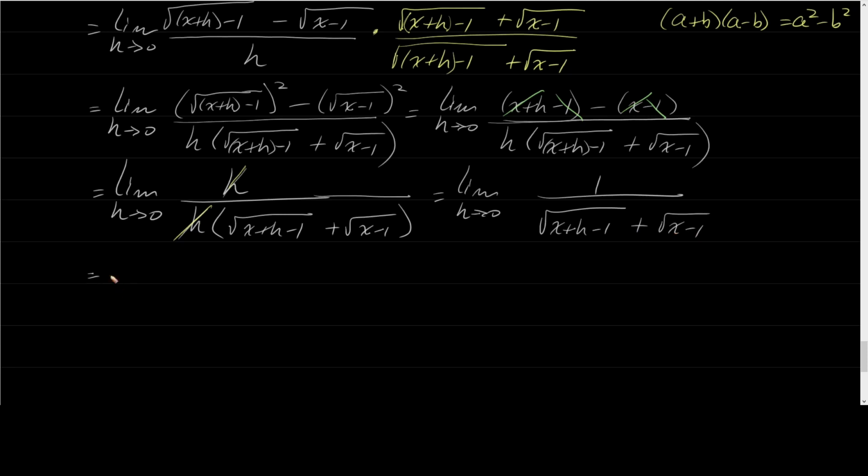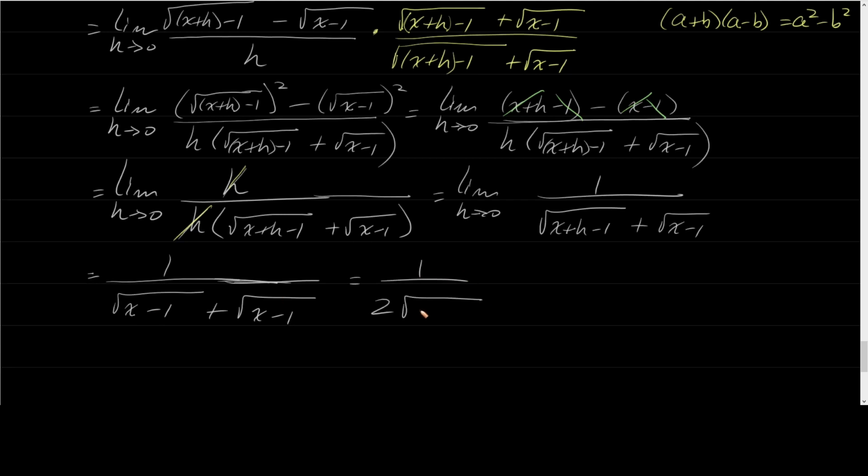But we were taking the limit as h goes to 0, right? So if h goes to 0, I'm left with 1 over the square root of x minus 1 plus the square root of x minus 1. Well, apple plus apple is 2 apples. So I have 1 over 2 apples, but that apple was radical x minus 1. And there you go. So what we found was that f prime of x is equal to 1 over 2 radical x minus 1.